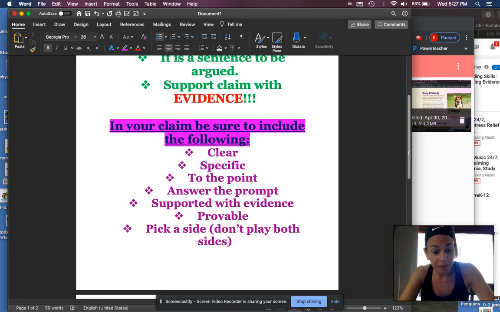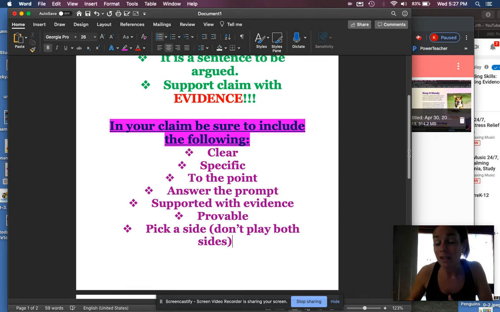So in your claim, I want you to be sure to include the following: that it's clear, it's specific, it's to the point. Answer that prompt, whatever that prompt may be. You should be able to answer it and to support it with evidence. Provable. And then you got to pick a side, but you don't play both sides. So when you are picking a side, choose to stay on that side. However, your next step is going to be to write about the other side that the person may differ with you.